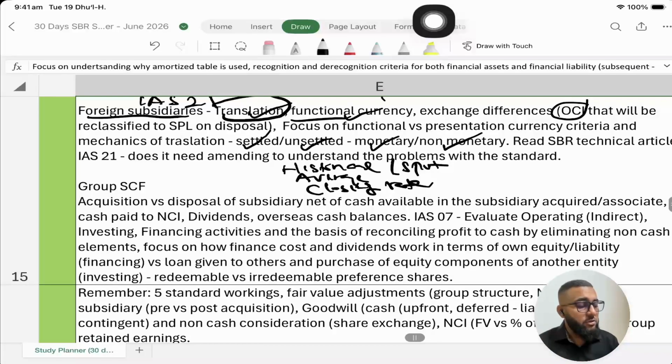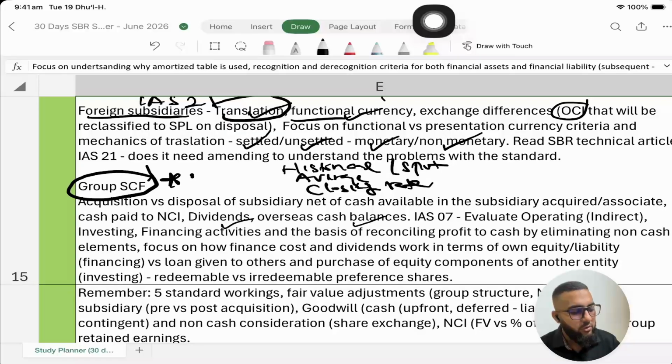Then cash paid to non-controlling interest, dividend paid, overseas cash balances, how that's going to impact your statement of cash flows, right? Now, this group statement of cash flow is a very important area, very under-tested, but a very important area. Okay, right. IAS 7, evaluate IAS 7.